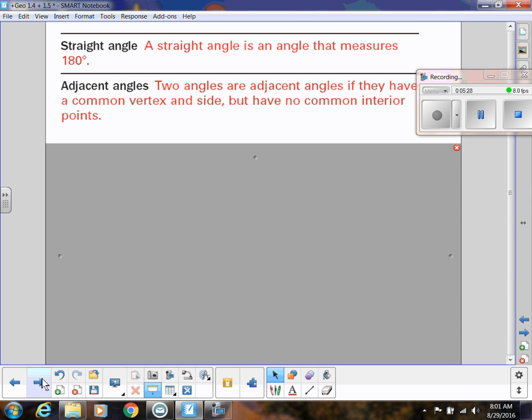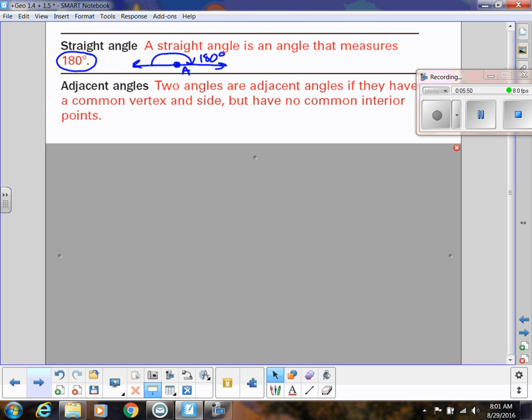Moving on, so we also have what we call a straight angle, and that is simply an angle that measures exactly 180 degrees. Keep in mind that that means it looks like a straight line. Okay, so if I said this is angle A, then that measures 180 degrees.